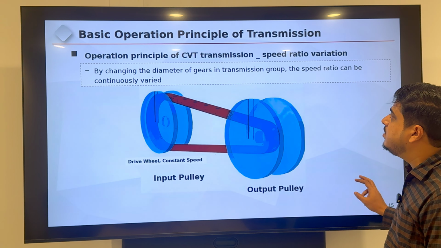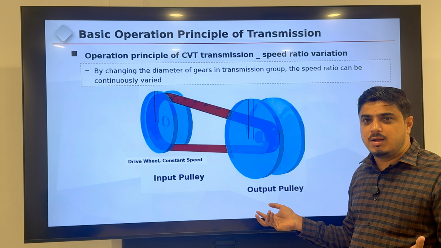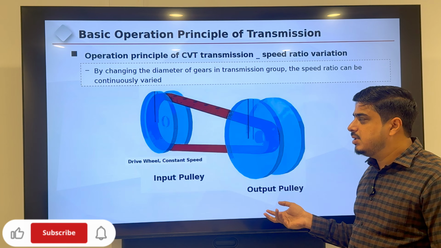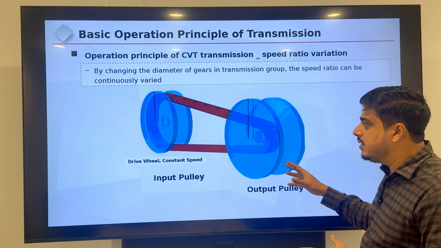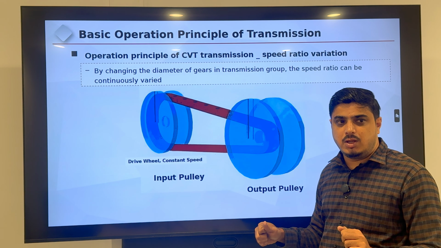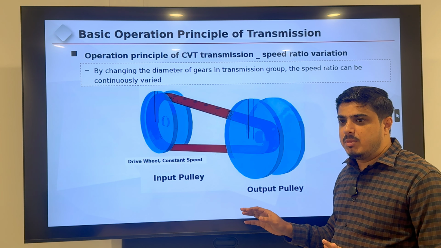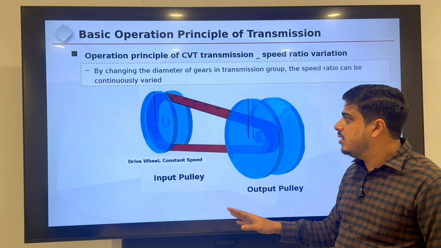Next, the principle of CVT transmission, speed ratio variation. What is the principle of CVT transmission, and how does it work? In a CVT transmission, there are no gears, no clutch plates, no brake plates inside. A CVT has only two pulleys, primary and secondary. It is the same as a gearless scooter. You drive a gearless scooter the same way. There is no gear, but you can still raise the speed to whatever you want.